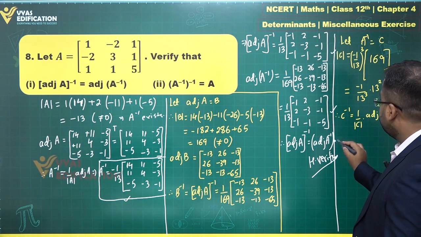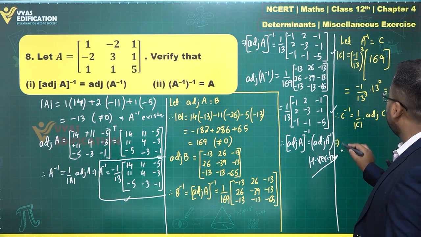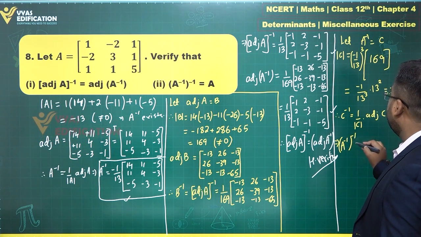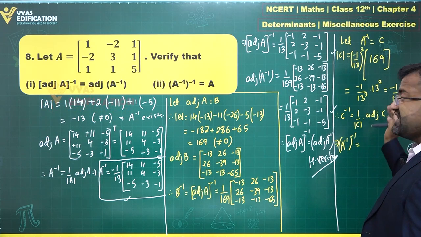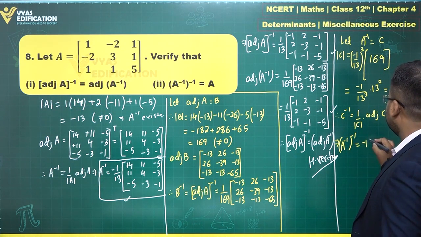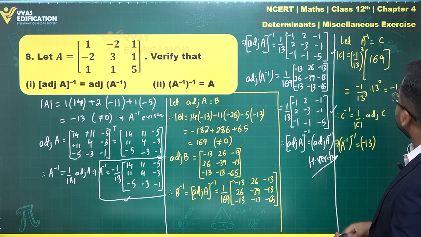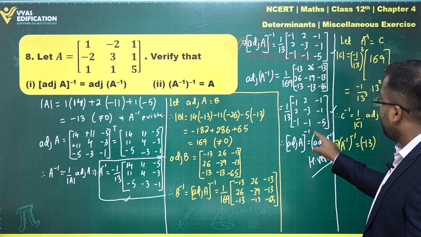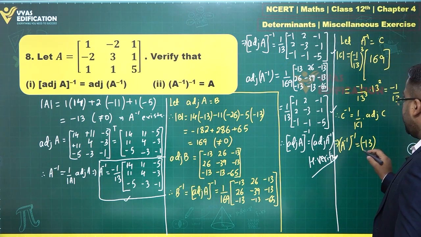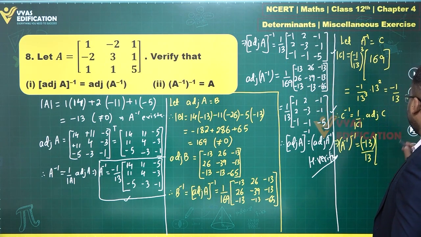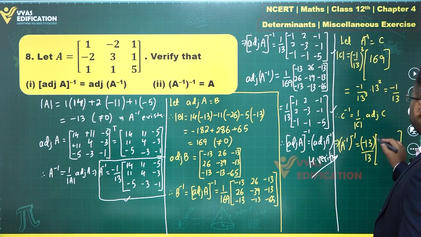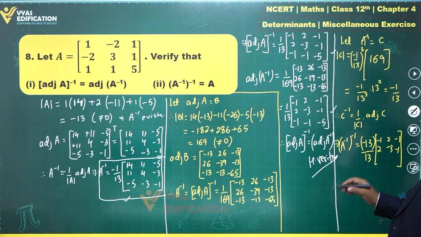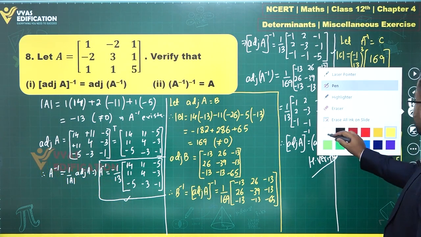C inverse is actually the inverse of inverse, which is equal to 1 upon determinant of C, which is 1 upon minus 1 by 13, which becomes minus 13. Adjoint of C is nothing but adjoint of A inverse, and have we found that? Yes, we have found that adjoint of A inverse over here. This is the value, and this is equal to 1 by 13 times this matrix over here, which is minus 1, 2, minus 1, 2, minus 3, minus 1, minus 1, minus 1, minus 5. Okay, let's write that again.